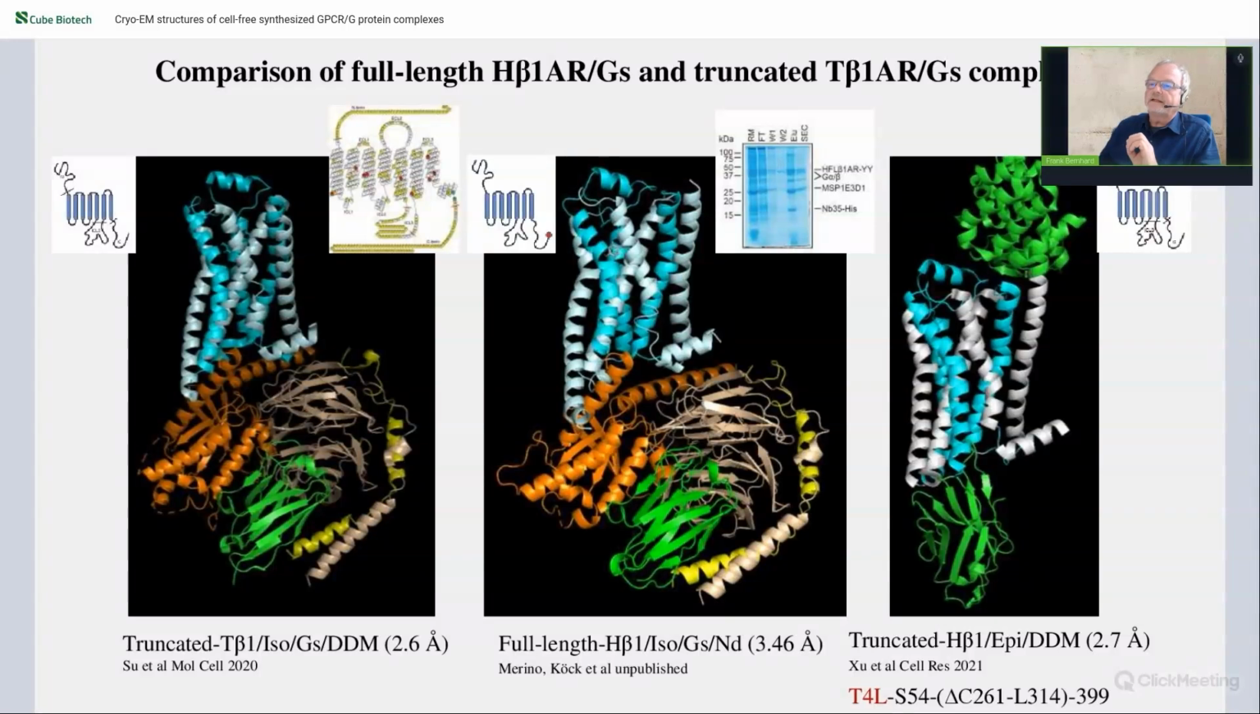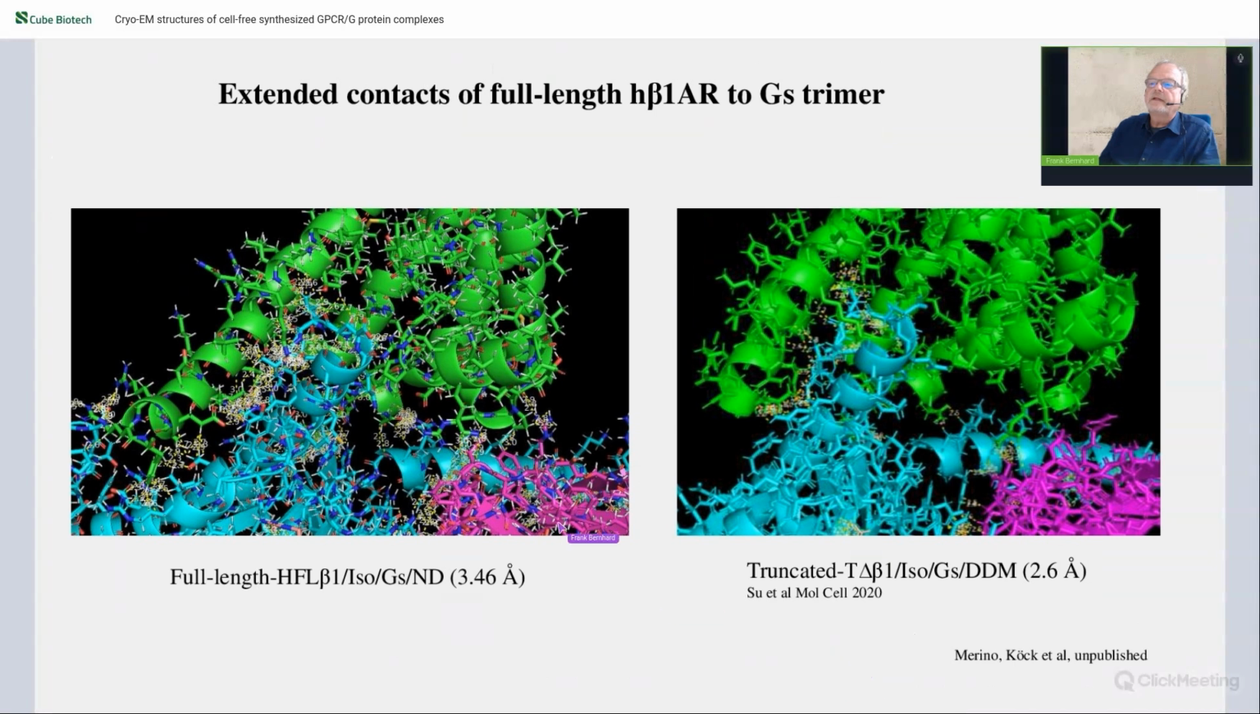However, because they are there, they have significant constraints on the adjacent domains. You already see this in this overall structure, that the TM5 of the full-length receptor is much longer than here in the truncated receptor. And if you have a closer look at the interface of the GPCR with G alpha or G beta, which you see in the next slide, you see quite a significant difference.